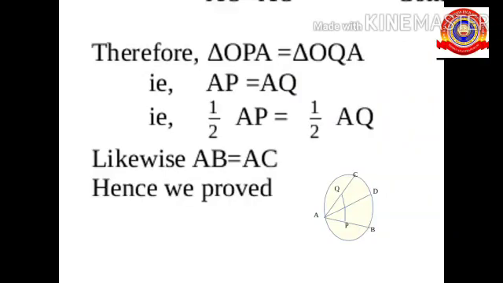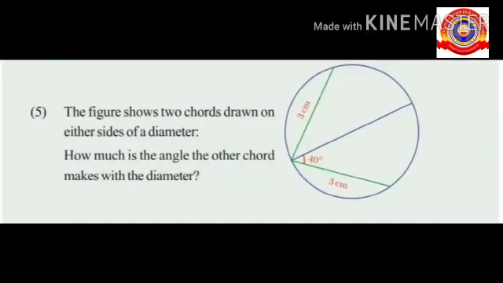Therefore, triangle OPA is congruent to OQA, right? That is, AP is equal to AQ. In congruent triangles, sides opposite to equal angles are equal. Therefore, half of AP is equal to half of AQ. Hence, AP is equal to AQ. Likewise, AB is equal to AC. We proved it, right?